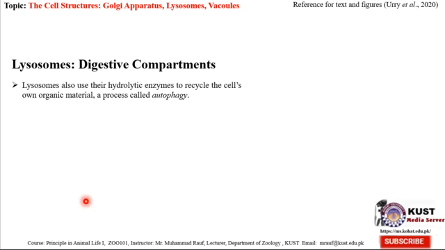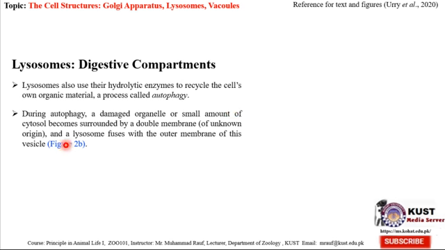Lysosomes also use their hydrolytic enzymes to recycle the cell's own organic material, a process called autophagy, as already mentioned, that this organelle is responsible for continuously renewing the cell. The cell continuously renews itself courtesy of lysosomes. Lysosomes degrade the old organelles, the worn-off organelles, which are no longer efficiently performing their functions. So lysosomes degrade these organelles, and then new, more efficient organelles are synthesized.